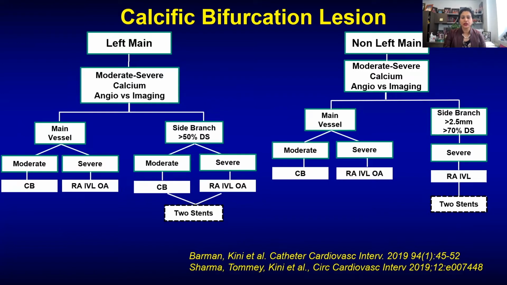But if the side branch has severe calcium, you may have to do atherectomy, even atherectomy of the side branch, and then do a two-stent technique. So for the non-left main, for the main vessel, it is the same. If you have moderate calcium, cutting balloon. Severe calcium, do OA, IVL, or RA. If the side branch is large and you have more than 70% diameter stenosis and the lesion is longer, also you can consider rotational atherectomy, OA, IVL, and then do a two-stent technique.